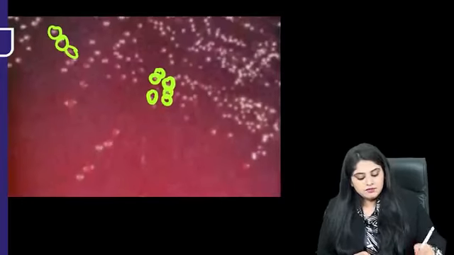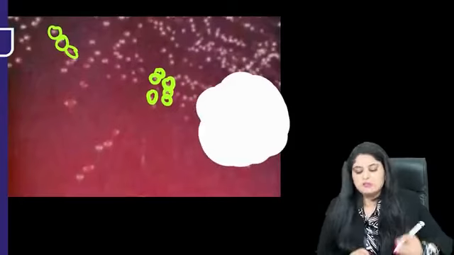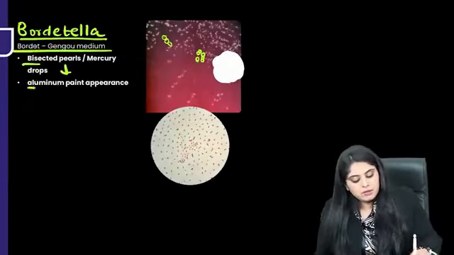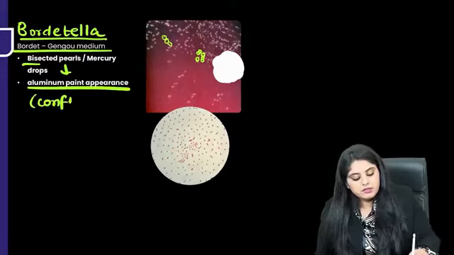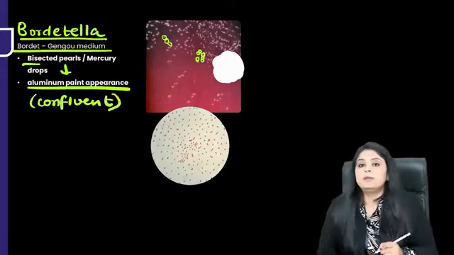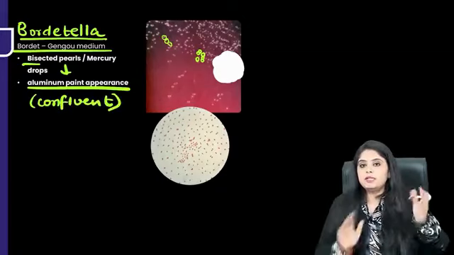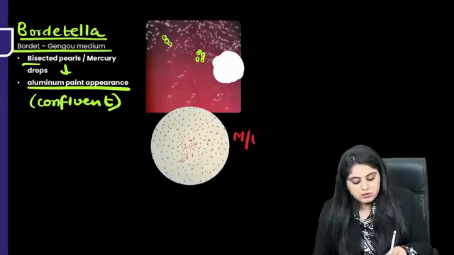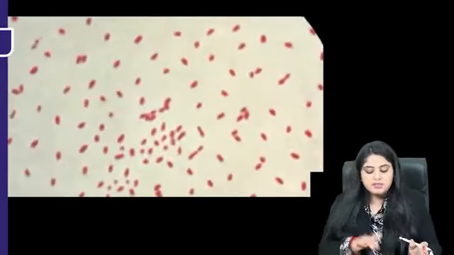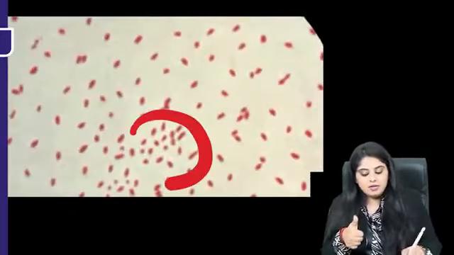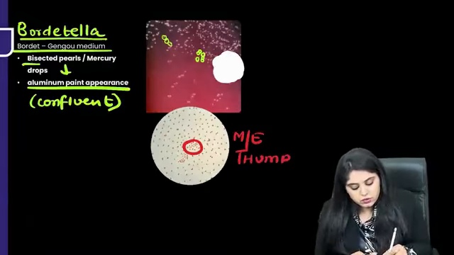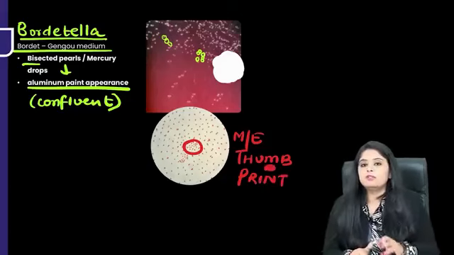They show you the bisected pearls appearance. But imagine if these bisected pearls end up fusing, all of them fuse together, what is that going to show you? If it becomes confluent, it is going to be shown as an aluminium paint appearance. So first they are pearls, then they fuse and form aluminium paint appearance. If you look at this under the microscope, it's very difficult to visualize, but these look like prints. I'm trying to make a thumbprint appearance over here. So Bordetella is going to show you the thumbprint appearance under the microscope. So the Bordetella story is done.